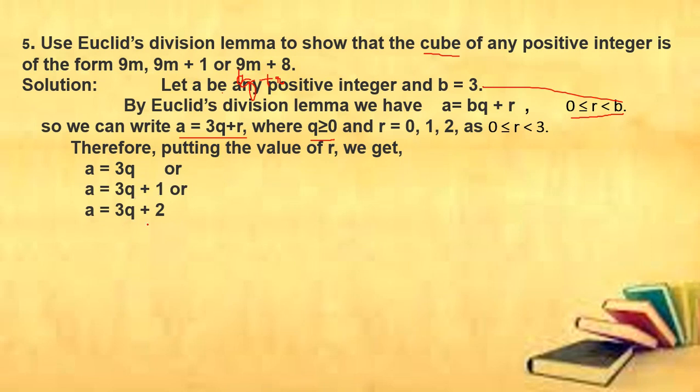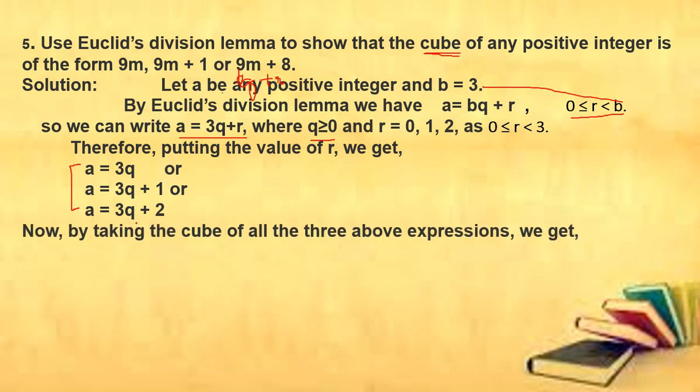that is 3q, or 3q plus 1, or 3q plus 2. Now what we have to find is the cube of any positive integer. We have these 3 positive integers, so find the cubes of all three, and we get the formation from among 9m, 9m plus 1 or 9m plus 8. So let's take them one by one: case 1 when the remainder is 0, case 2 when the remainder is 1, and case 3 when the remainder is 2. Let's take the cube of these 3 expressions.